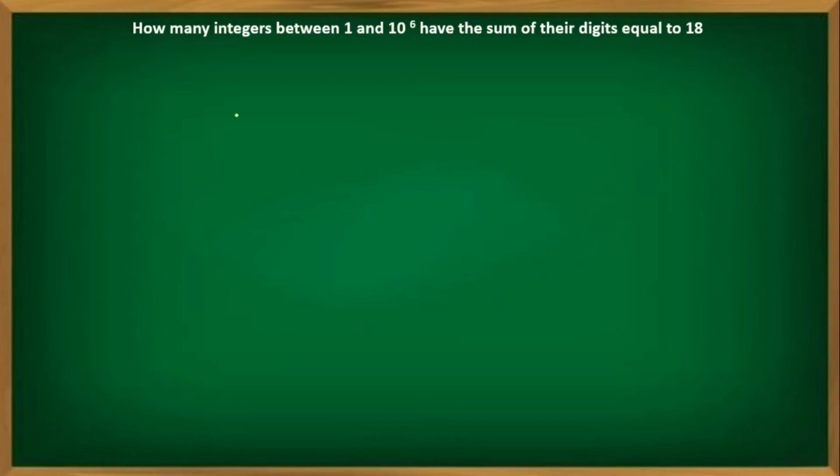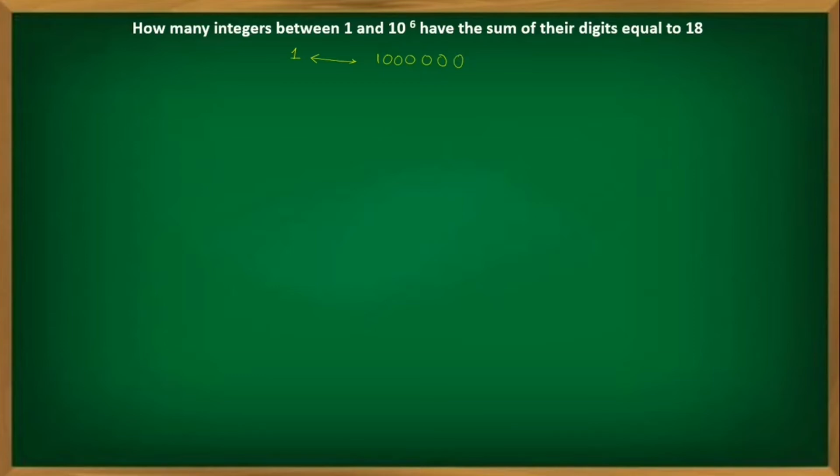See the question: how many integers between 1 and 10 to the power of 6 have the sum of their digits equal to 18? Now try to understand the question here. We have to find out how many integers are there between 1 and 10 to the power of 6. So what does it mean? In between the numbers 1 and 10 to the power of 6 means, 1 after that we will write 6 zeros, right?